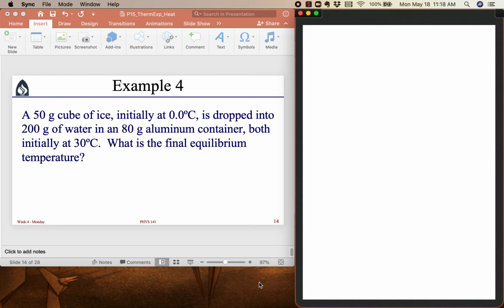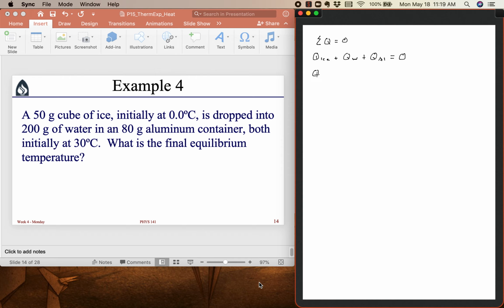So we know that if we have objects in contact exchanging heat, the sum of those heat exchanges is going to be 0. In this case, we have 3 materials that we're starting out with. We have the ice, the water, and the aluminum container. So we have Q for the ice plus Q for the water plus Q for the aluminum container are going to sum to 0. So next I'll specify more what each of these Q's are.